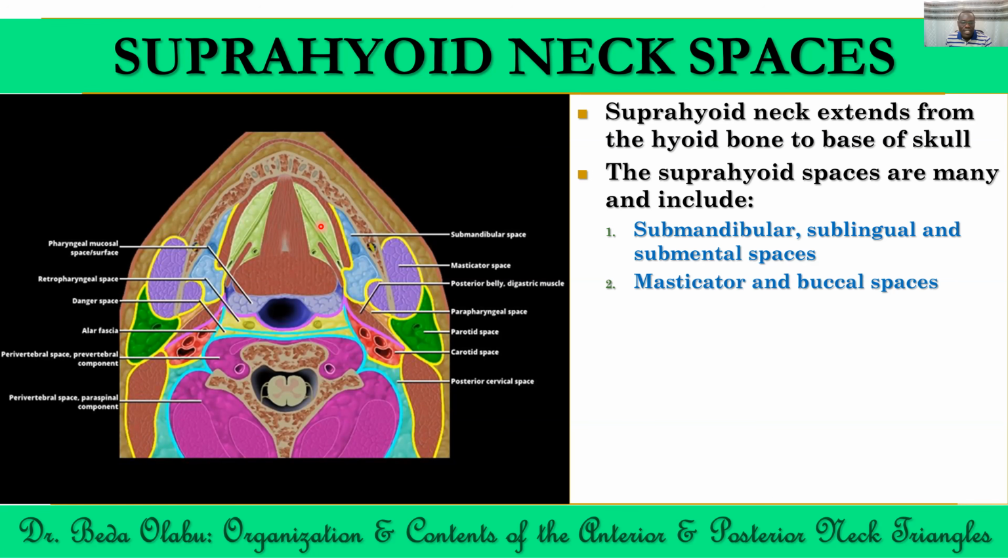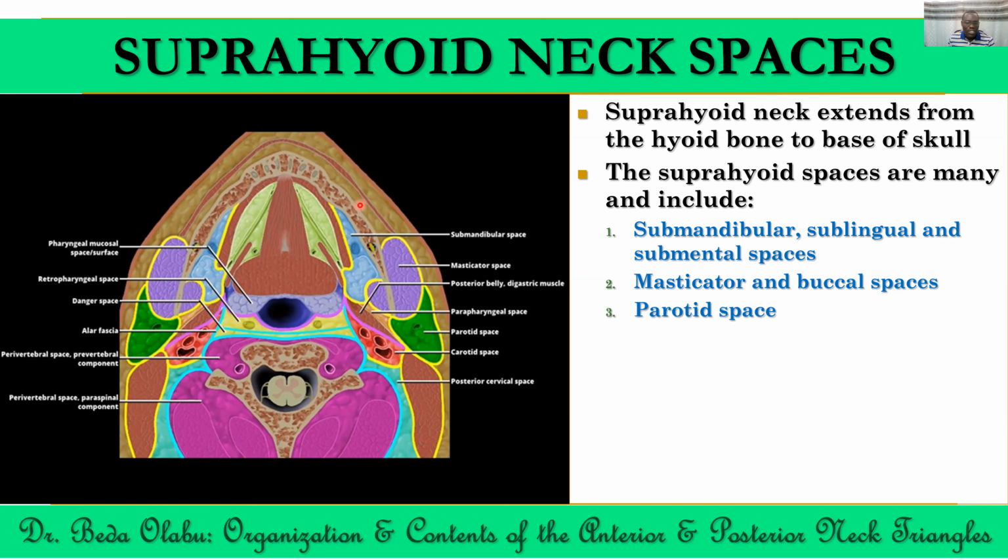Then we have what we call the masticator space, which is this one. The masticator space is quite extensive indeed. This just captures a lower section of it, but it extends much higher, as we're going to see, and in some sections it will be much bigger than this one. The masticator space is continuous with another space that usually runs here, which we call the buccal space. Again, we'll talk about it more. The buccal space will be more dominant at a higher level than this region.